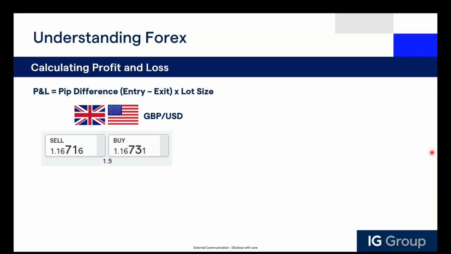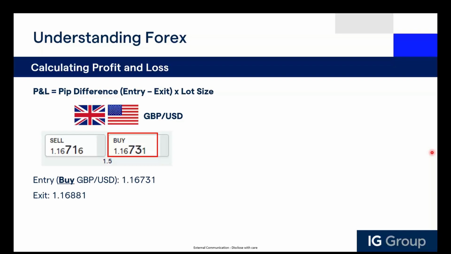Example, we look at this pair, the British pound against the US dollar. Right now there is this quotation: there's a sell quotation, a bid price, and an ask price. Say we are bullish on this pair, which means that we think the GBP will strengthen against the US dollar. So we are looking to buy at the current exchange rate right now. We hit the buy button and the rate we got is 1.16731. In time to come, we exited this trade at 1.16881.